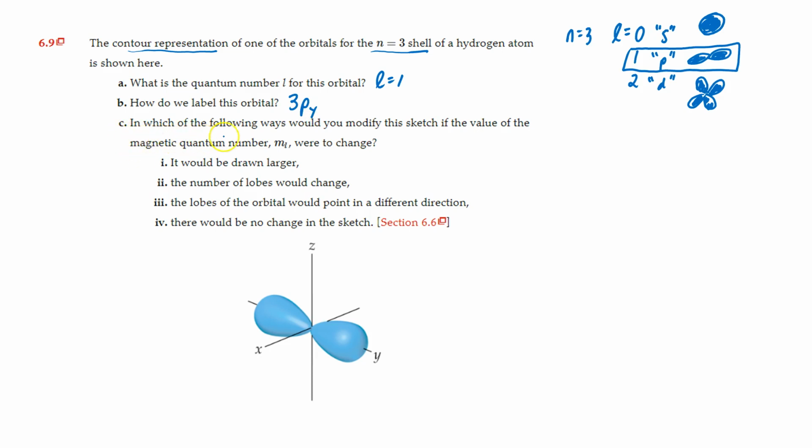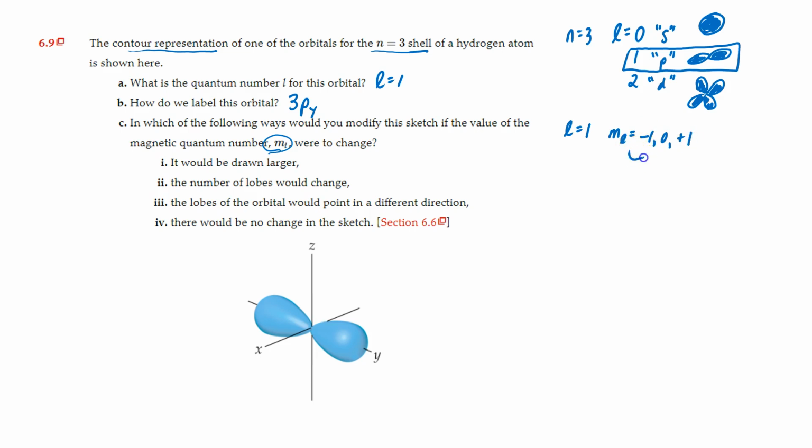Now in part C, in which of the following ways would you modify this sketch if the value of the magnetic quantum number m sub L were to change? So before we read all of our options here, let's think about m sub L. We know that for this orbital, L is 1. And just as the number of rooms depend on what floor you're on, the values of m sub L depend on L. And if you remember, the values of m sub L go from minus L to plus L. So if L is 1, m sub L can be minus 1, 0, and plus 1.